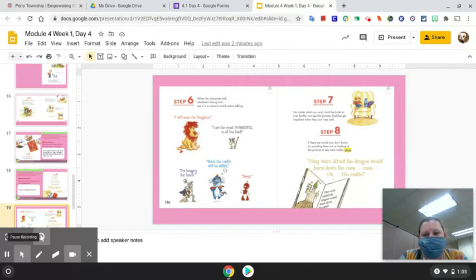Step 8. If there are words you don't know, try sounding them out or looking at the pictures to see what makes sense. They were afraid the dragon would burn down the castle. So the boy there is sounding out the word castle.